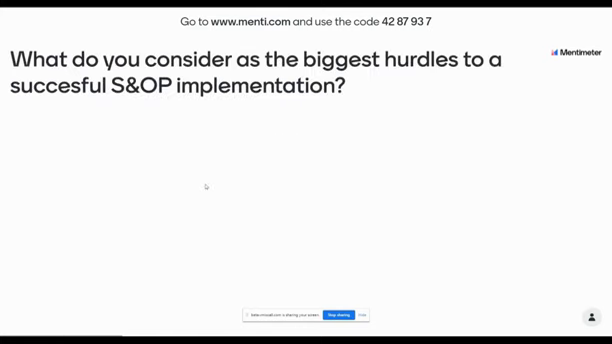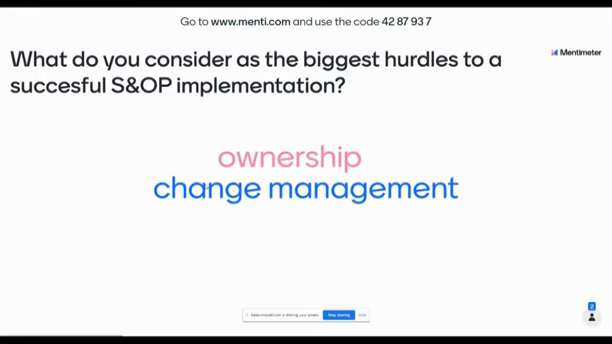Let's go to the next question. So if we take 2-3 minutes, what would you consider as the biggest hurdles to a successful S&OP implementation? So again, you can go to Menti, and what do you consider to be the biggest hurdle? Feel free to post a couple of topics, a couple of sentences or a couple of words. Is it due to a lack of knowledge? Is it due to a lack of tooling? Are we too functionally organized? What do you consider as the biggest hurdles to a successful S&OP implementation?